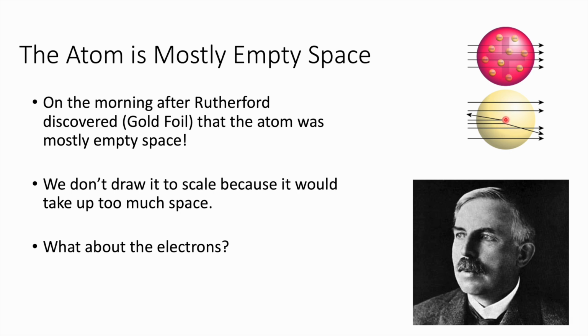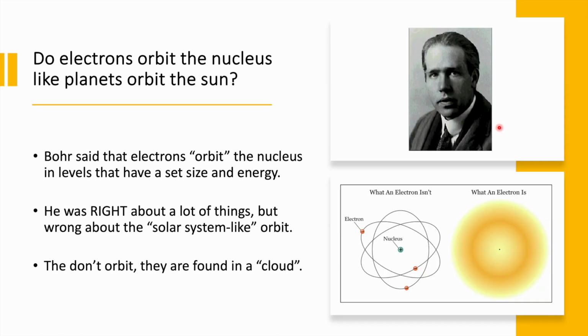So we've talked a lot about this teeny, teeny, tiny dense nucleus, but what about the electrons? All we've said so far is that they're located around the outside. Do electrons orbit the nucleus like the planets orbit the sun?